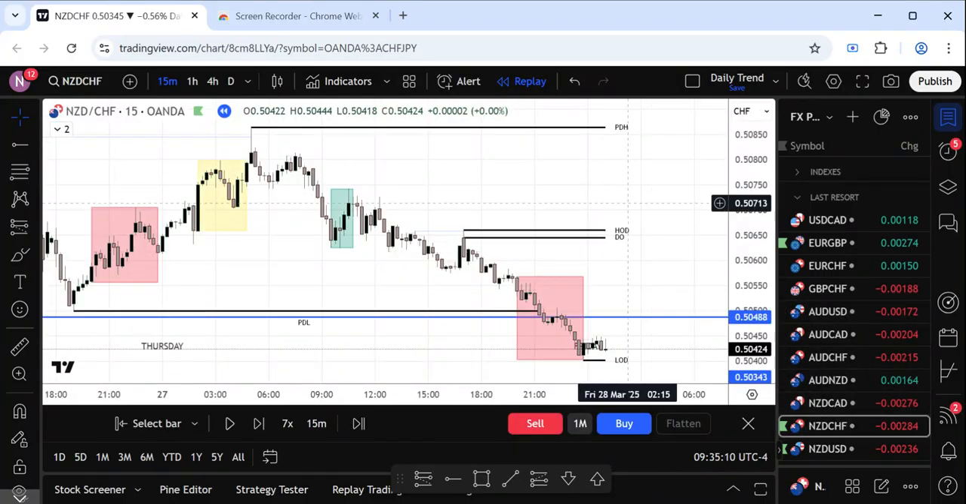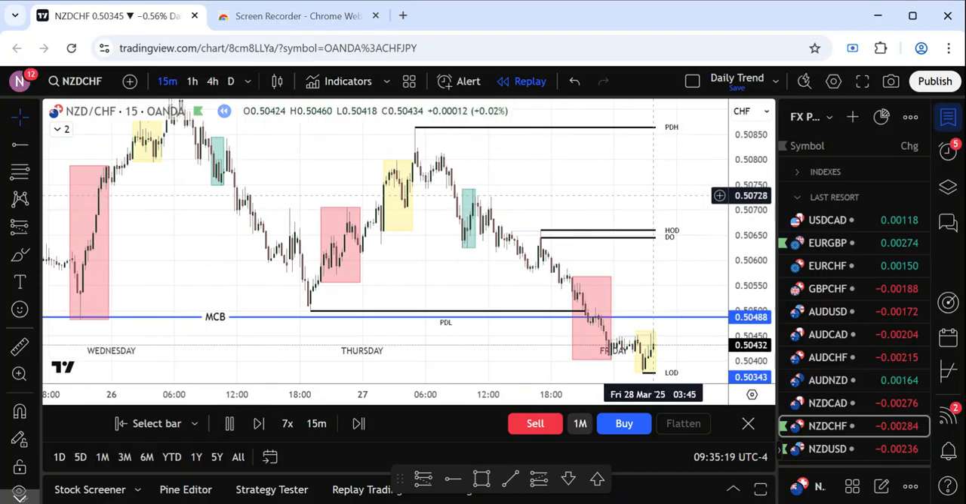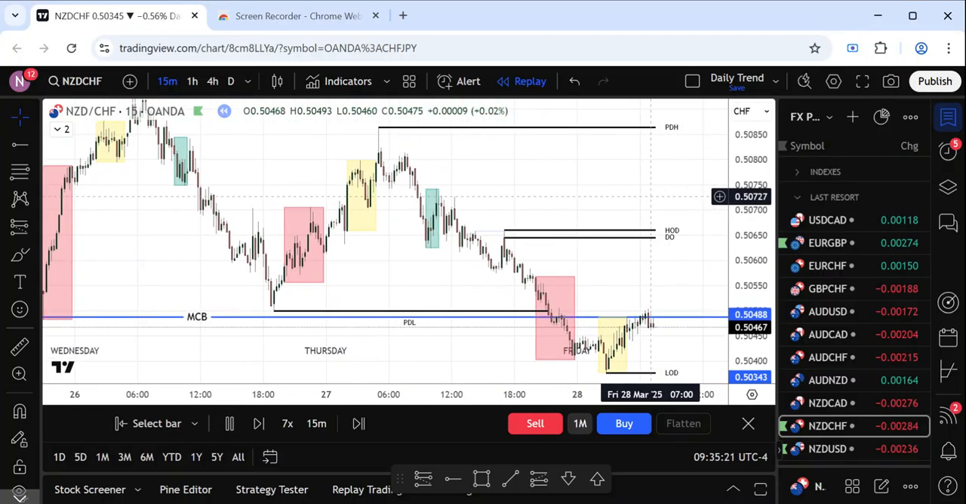I took a long on New Zealand Swiss. I think I still may have it marked up. Yeah, I do. Let's see here. But I'm going to play it out through the end of the day so we see how it worked out. Let me get rid of the drawings.